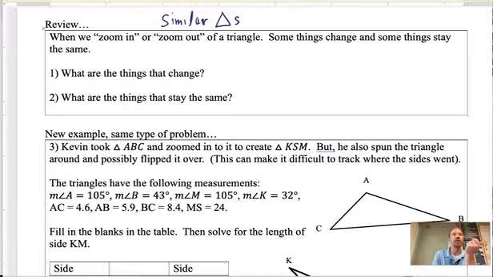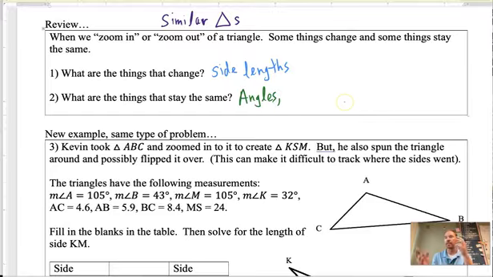So things that change, to me, kind of obviously, are the side lengths. Side lengths get bigger or smaller as you zoom in or zoom out. But what things stay the same? The angles do not change. That's one thing that stays the same when you zoom in or zoom out. You don't change the angle sizes. But the other thing that does not change is the side length ratios. The comparison of side lengths is another thing that doesn't change.